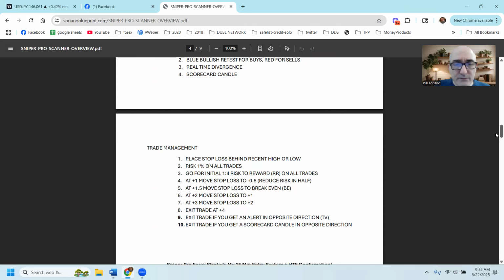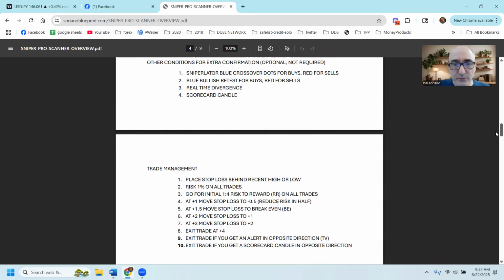And then, of course, the trade management is what we're going to go through today. I'm going to show you examples from the charts this week that are marked up from trade ideas that we had this week. So the first thing is, as always, we place the stop loss behind the recent high or low.